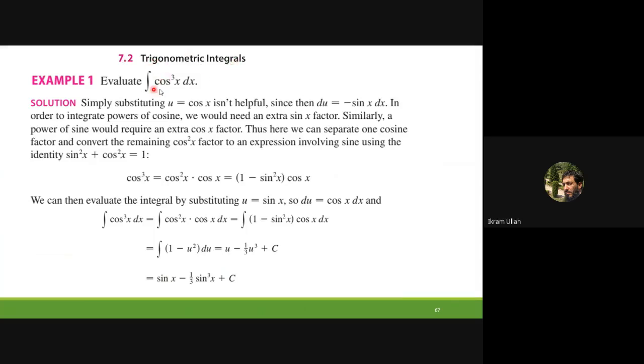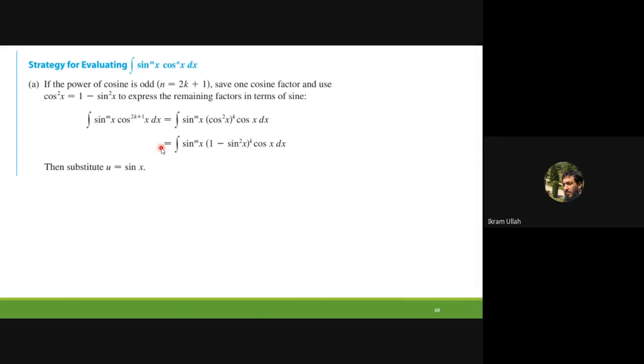Trigonometric integrals. This we discussed already in the last lecture: how to evaluate the trigonometric integral. So now we are discussing the strategy for evaluating the integral of sine raised to the power m and cos raised to the power n dx.